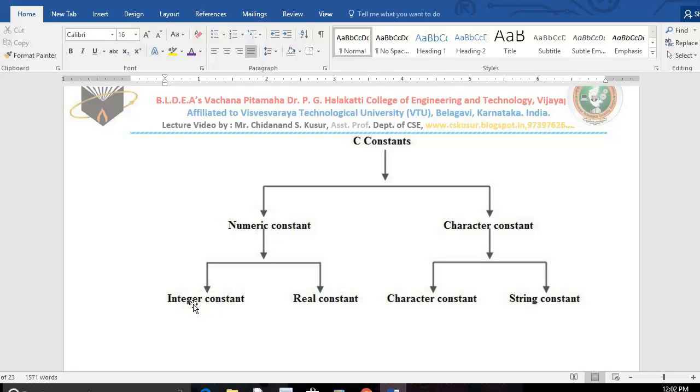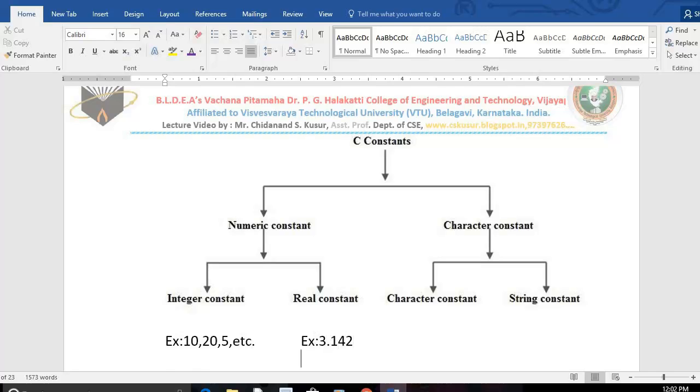Numerical means that might be integer constant, that might be real constant. Character constant means that might be single character constant, or string constant. Examples for integer constants are nothing but 10, 20, 5, etc. Real means numbers with fractional part, 3.142.